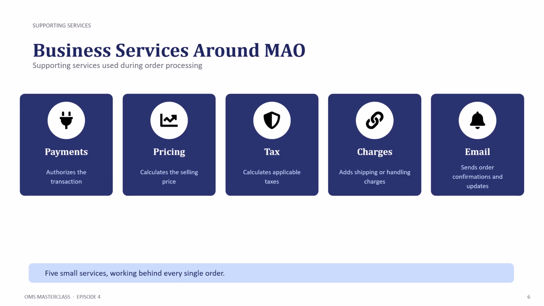Next is pricing. This helps calculate the correct selling price based on the product, offers, or promotions available at that moment. Then comes tax. Different locations can have different tax rules. So this service calculates the applicable tax for every order. After that, we have charges. Things like shipping charges, handling charges, or any additional fees are calculated here before the final order total is prepared.